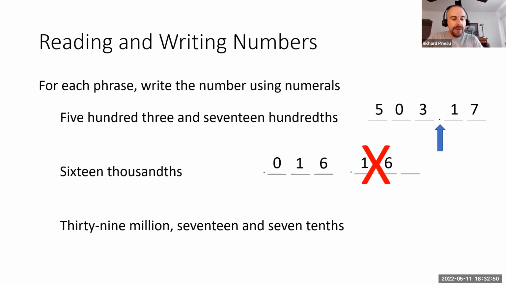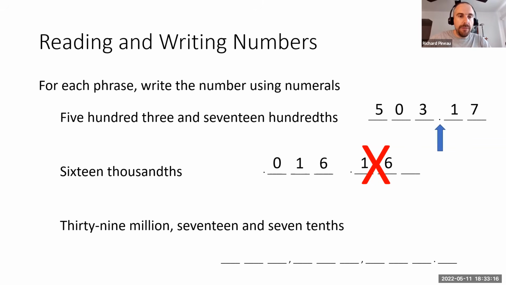And finally, we have 39,017 and 7/10. Okay, oh my goodness. So this is a pretty short number, but it looks pretty big, at least with the millions place. All right, so I know I'm going to at least need out into the millions. I see the word and, so I know I need a decimal. And we're dealing with the tenths place. So this is 1 place beyond the decimal to the right.